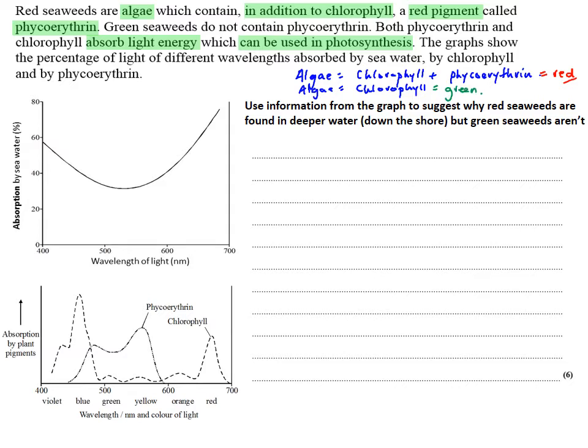Then it says both phycoerythrin and chlorophyll absorb light energy, which can be used in photosynthesis. The graphs show the percentage of light of different wavelengths absorbed by seawater. So this is the graph at the top here. By chlorophyll and by phycoerythrin, which is the graph at the bottom. Then it says use the info from the graph or graphs to suggest why red seaweeds are found in deeper water, i.e. further down the shore, nearer to the water as it comes up the shoreline, but green seaweeds are not found further down the shore in deeper water.